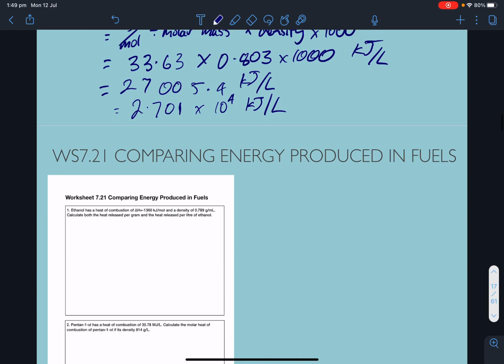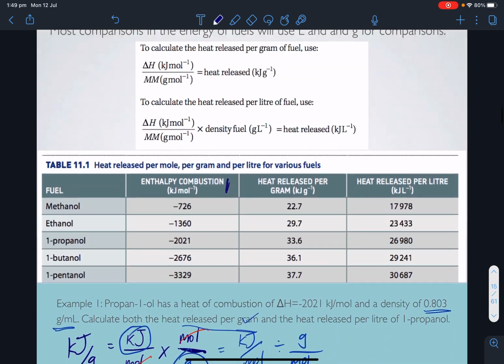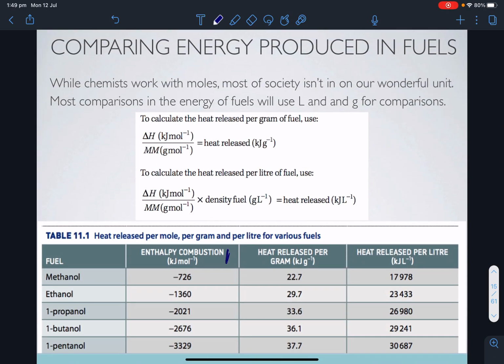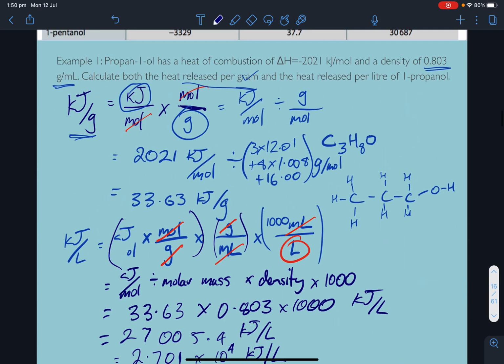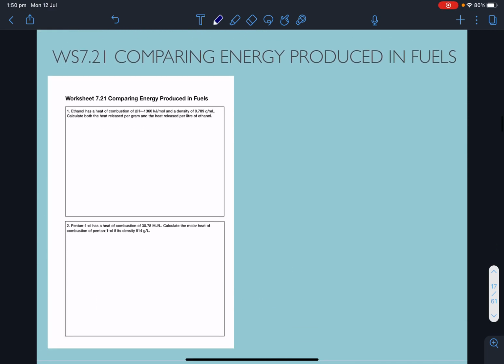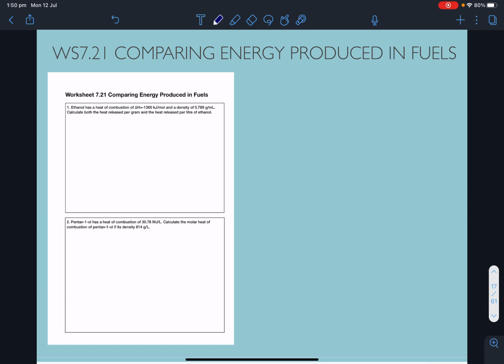So there's an example. It's just a matter of finding out what you need, using the units of what you've got and manipulating it. And I think there's a worksheet there. It's just those 2 questions to give it a go.